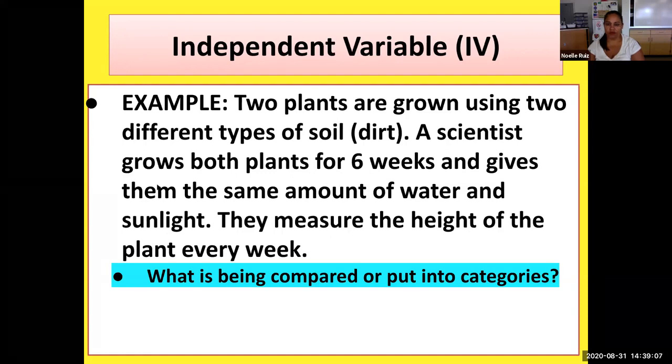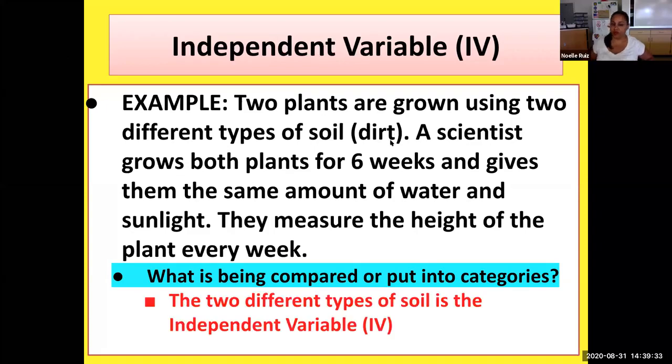Good. So most of you got it. The different types of soil is what the scientist is changing about each set of plants. He's dividing the plants into 2 groups, saying soil A and soil B, and we're going to see how much they grow. So they're changing those categories on purpose between the 2 plants. Good. So the 2 different types of soil is the independent variable in this experiment.